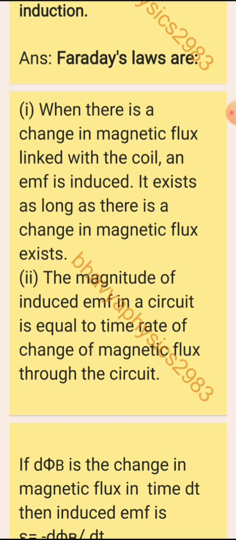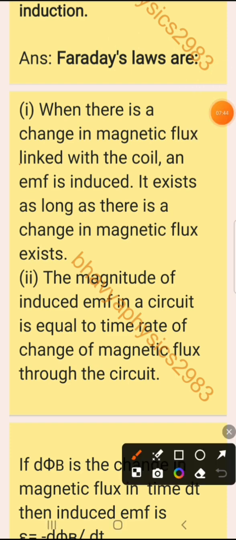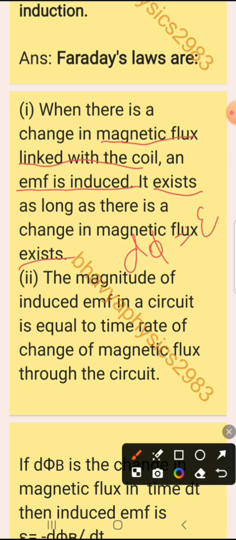So the first statement is very important. When there is a change in magnetic flux linked with the coil, an EMF is induced. When magnetic flux linked with the coil changes, EMF will be induced, and that induced EMF exists as long as there is a change in magnetic flux. If d phi is there, there is an EMF. This is the first point.